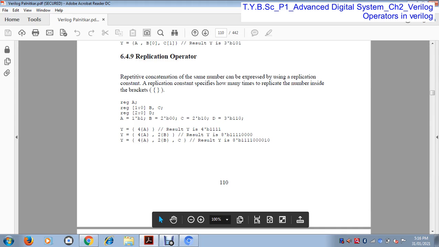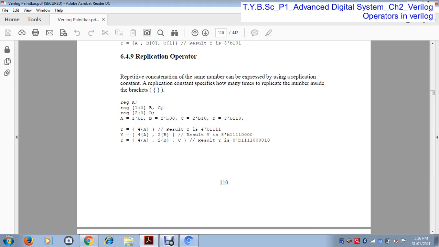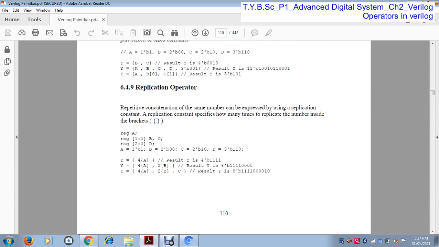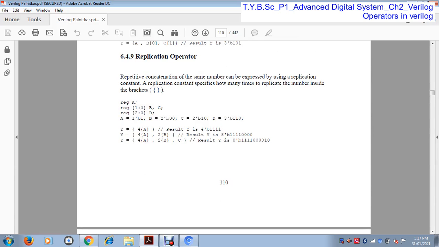Now the replication operator. So what is the replication operator? Repetitive concatenation of the same number can be expressed by using replication. Here y is equal to a, b, c, d. So in this example we take the value of A only one time, the value of B one time, the value of C, 1 0, only one time, and the value of D, 1 1 0, only one time. But when we use the replication operator in the concatenation operator, then these values are repeated.